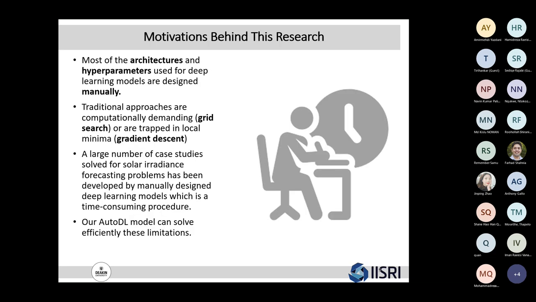So the motivations behind this research presentation are that, again, I am reviewing that most of the architectures and hyperparameters used for deep learning models are designed manually. Again, the traditional approaches are computationally demanding, or most of them are trapped in local minima. A large number of case studies solved for the solar irradiance forecasting problem have been developed by manually designed deep learning models, which is a very time-consuming process, whereas an AutoDL model can efficiently solve these limitations.